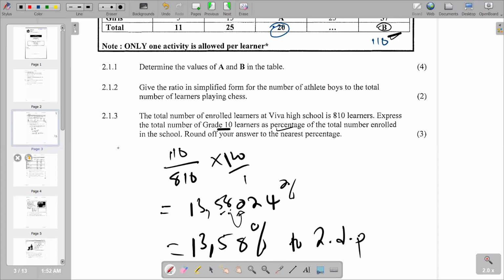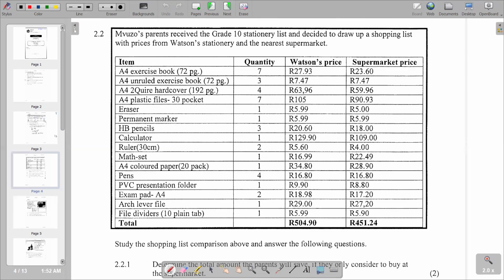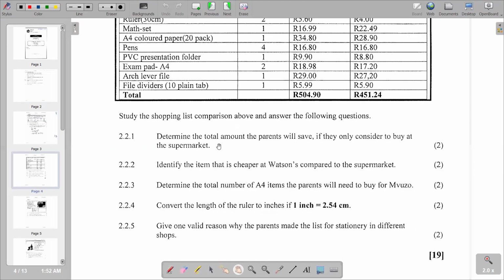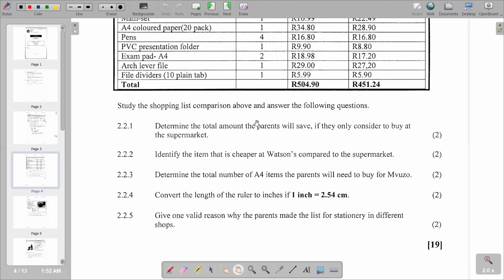And we go to the next question, which is 2.2, which reads: Mbuzo's parents received the grade 10 stationery list and decided to draw up a shopping list with prices from Watson's, with item, quantity, Watson's price, and supermarket price. We have the questions, which read: study the shopping list comparison and answer the questions below. First part, determine the total amount that parents will save if they only consider buying in the supermarket.